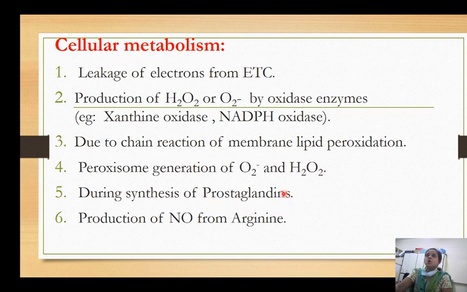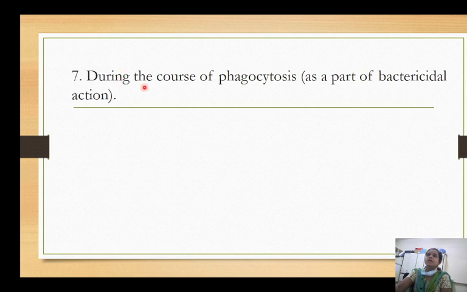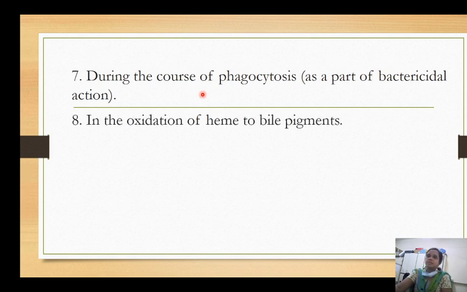During the synthesis of prostaglandins, there is production of nitric oxide from arginine. This happens in the macrophages. Next, during the course of phagocytosis, when the leukocytes undergo phagocytosis as a part of bactericidal action, the neutrophil has to produce the free radicals, and only then can it kill the bacteria. So during phagocytosis also there is formation of reactive oxygen species.